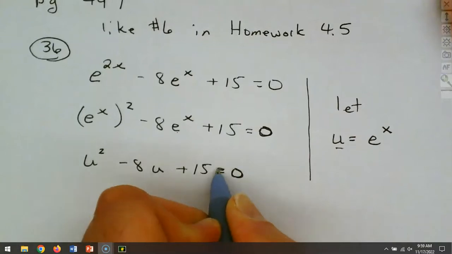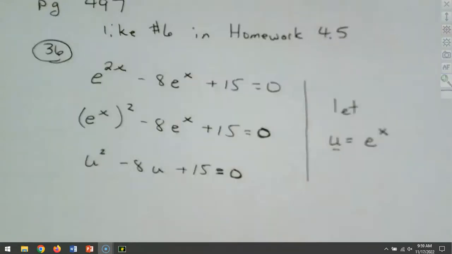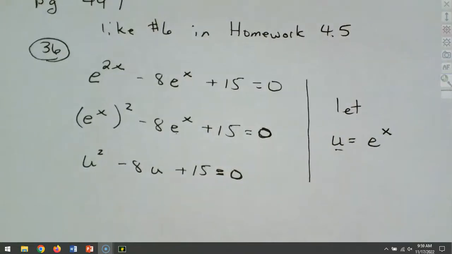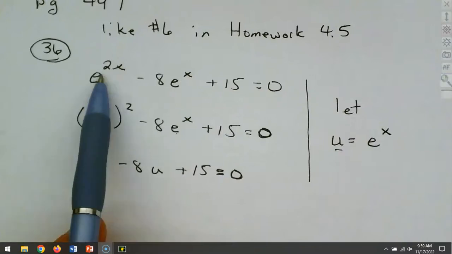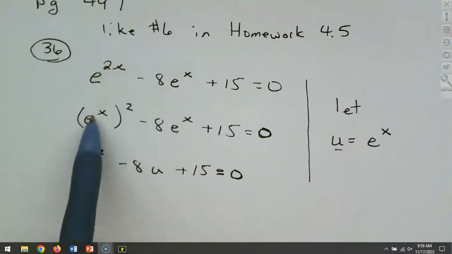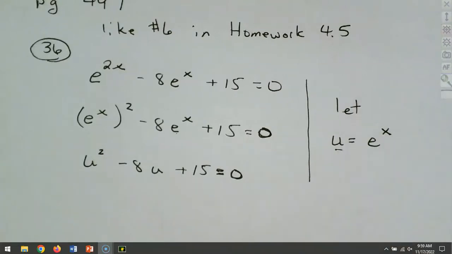Now you can visually see what we've got, right? Once I plug the u in, what does it now look like? Well, it looks like a polynomial that we can factor, doesn't it? Right? Instead of having x's, though, we have u's. So we broke up that e to the 2x into e to the x quantity squared. We let u equal e to the x, and you're going to use the same technique on question 6 in your homework. Almost identical.